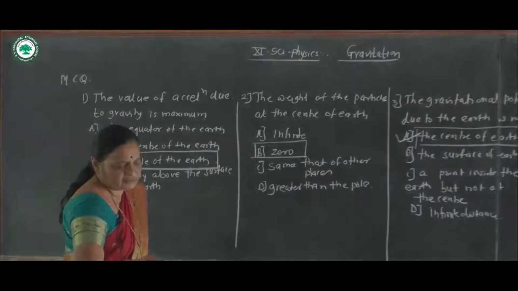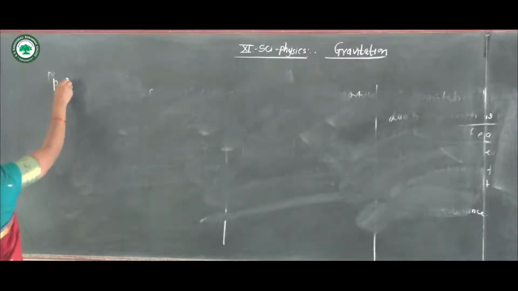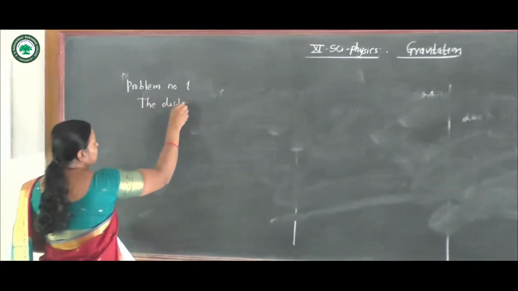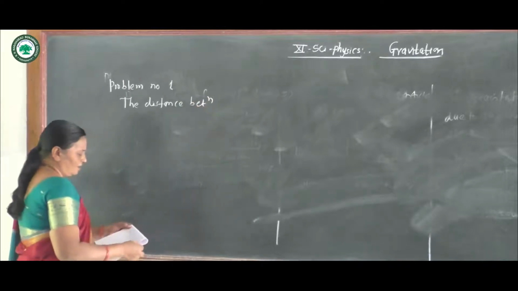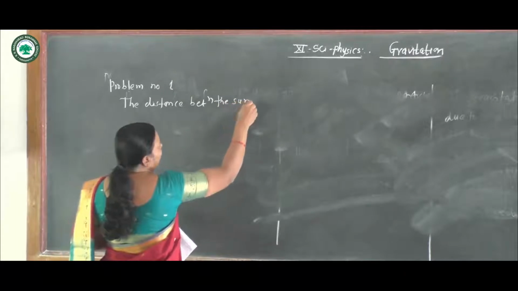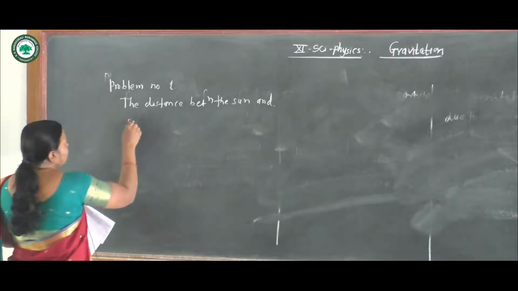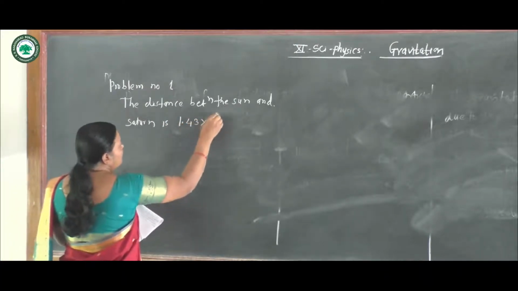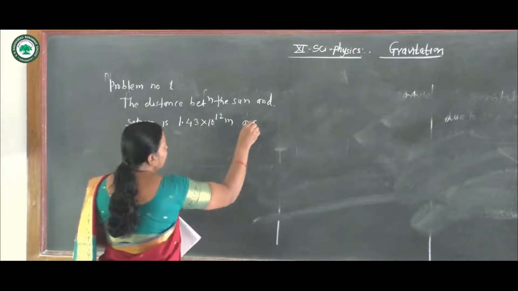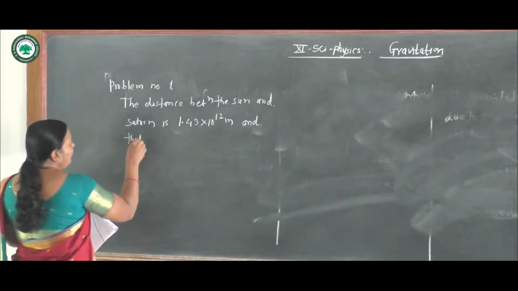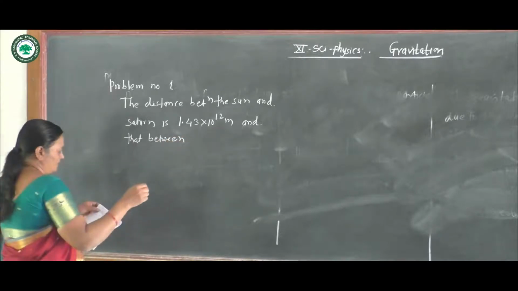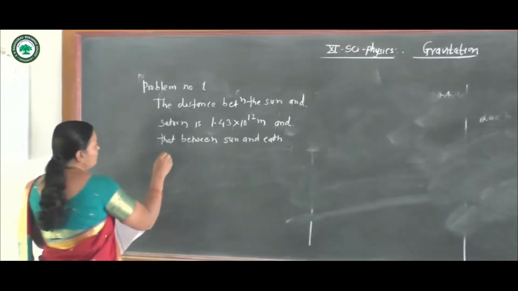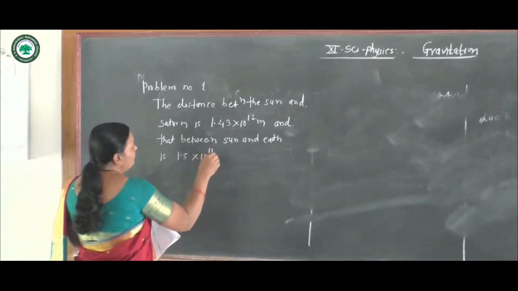Now we see some examples. The distance between the sun and Saturn is 1.43 into 10 raised to 12 meter, and that between sun and earth is 1.5 into 10 raised to 11 meter.